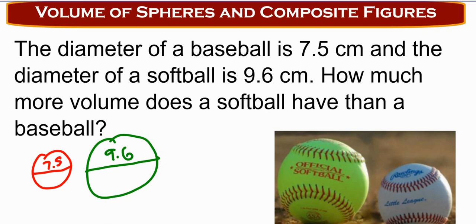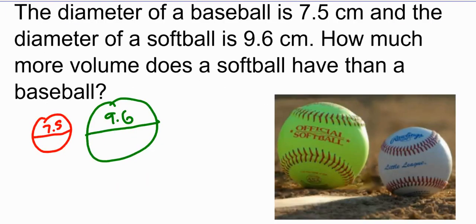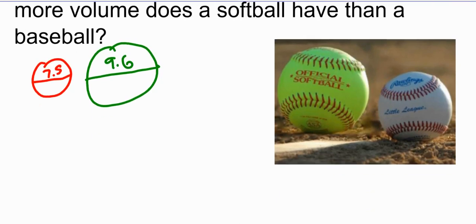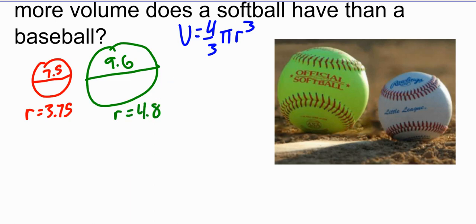Well, that means we need to find the volume of each of those. The equation for volume is 4/3 pi r cubed. So that means we need to find the radius of each of these. Well, I gave you the diameters. So then the radius of the baseball is 3.75 centimeters. Radius of the softball is 4.8 centimeters. So we just calculate these volumes.